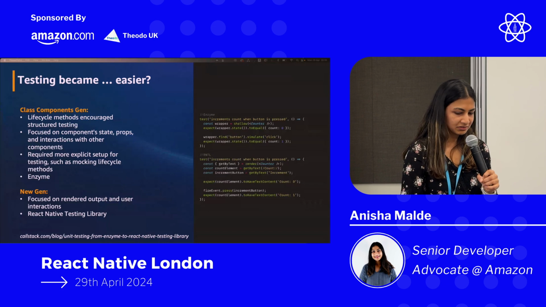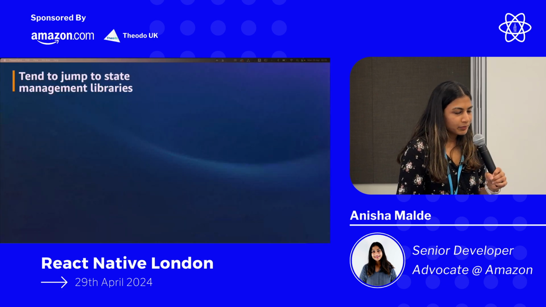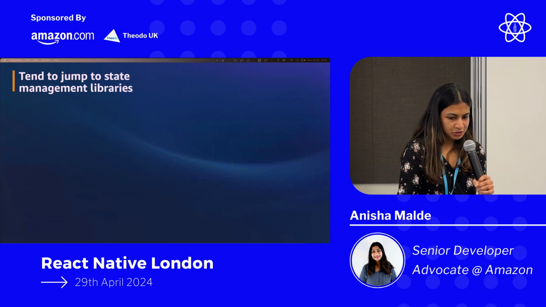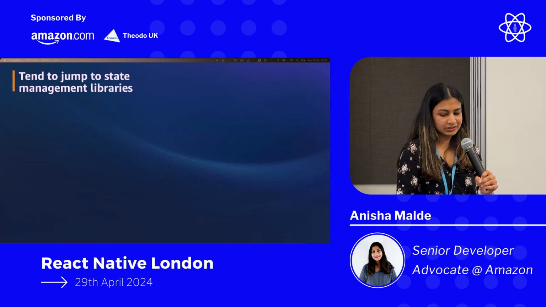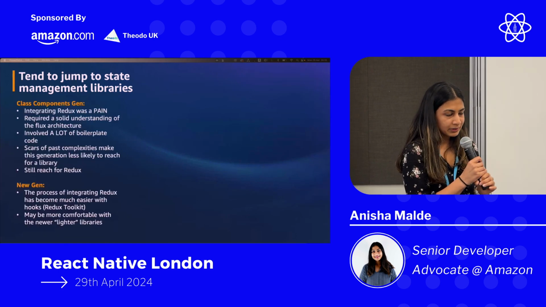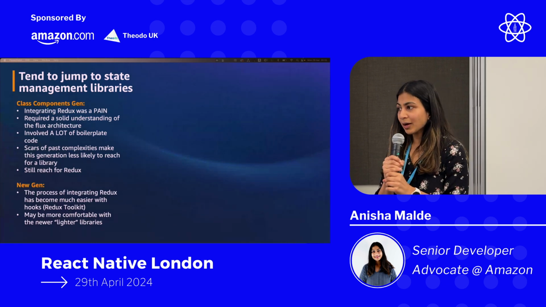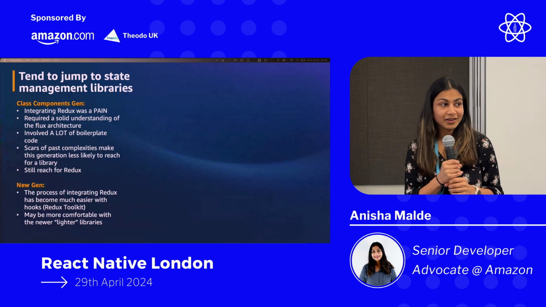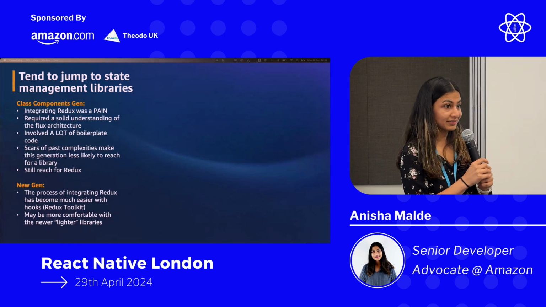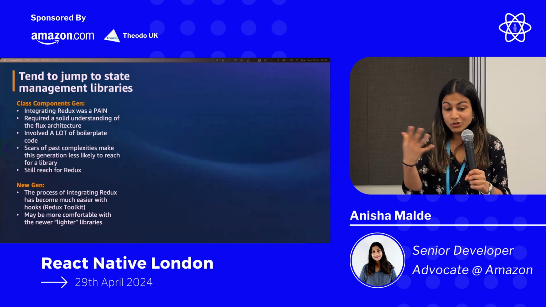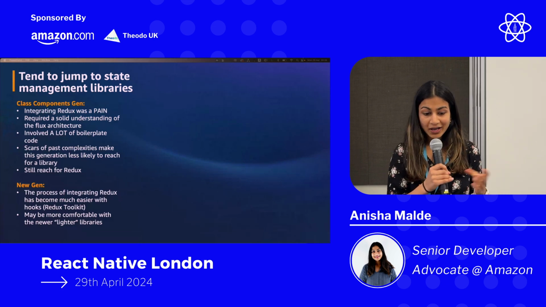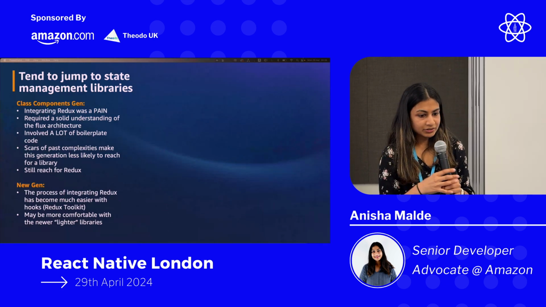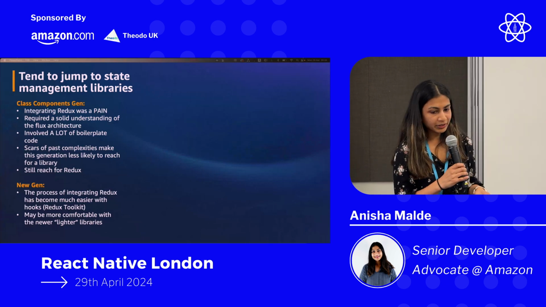And I don't know if that's a good thing or a bad thing, but the final one is that the new generation tend to jump to state management libraries. So prior to hooks, integrating Redux into React applications was a pain. And I mean, how many people here have ever integrated old Redux? Hands up. Okay. Old Redux, not RTK. Okay, cool. So you know what I'm talking about. It is a pain. It's not as easy as it is right now with RTK. And it required a really good understanding of Flux and a lot of boilerplate code.